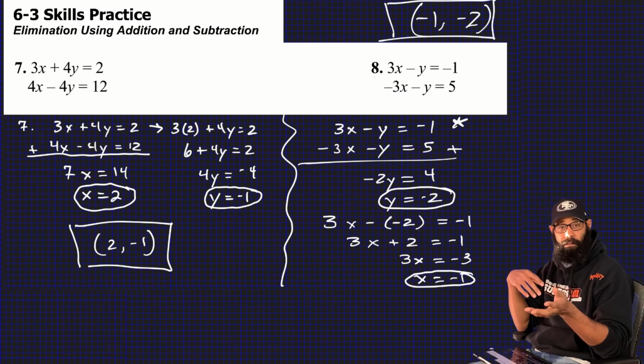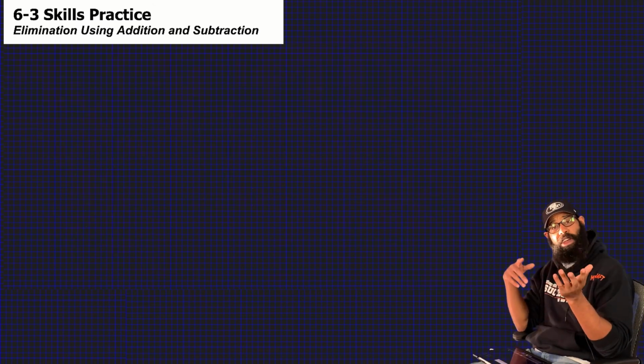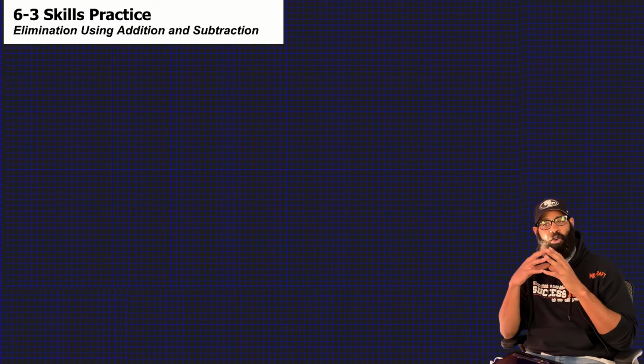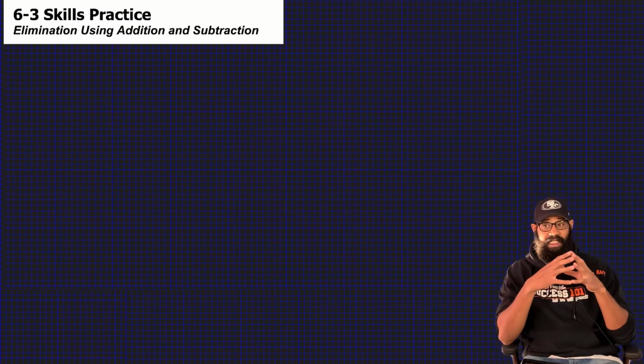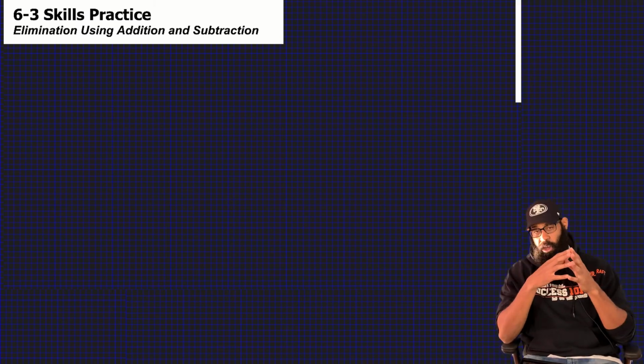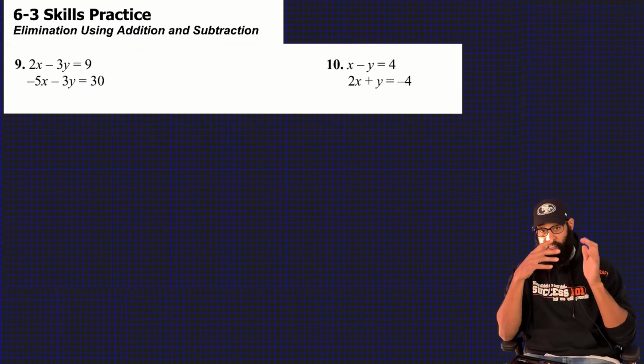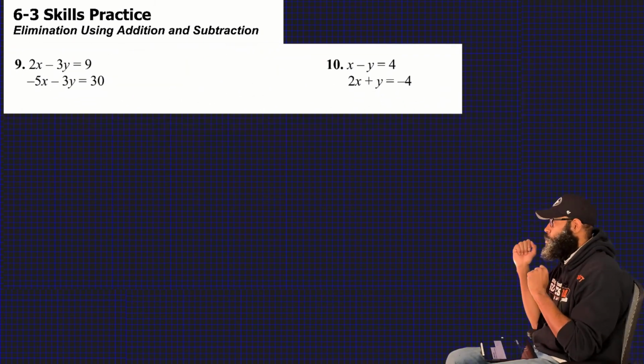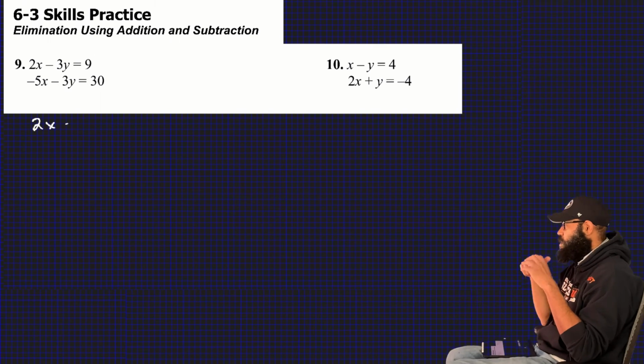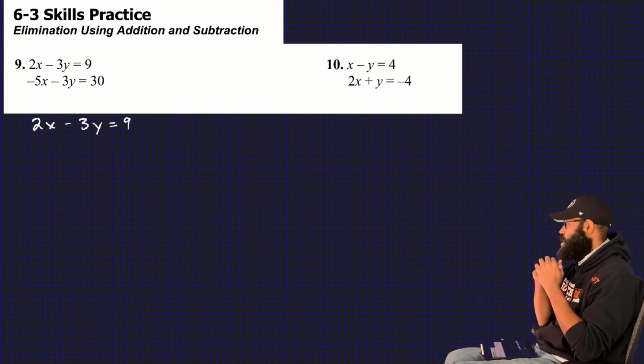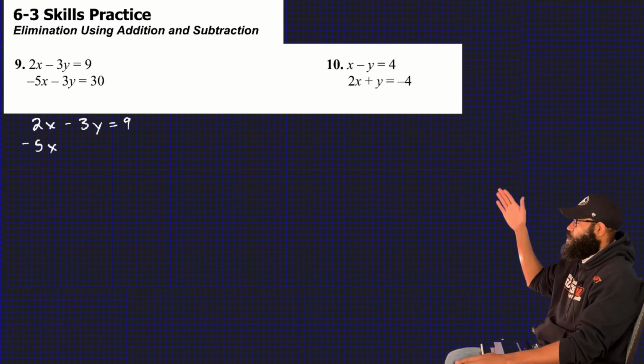We had opposites already ready to be eliminated. That's not going to happen, except for maybe once or twice on a quiz or a test, because they want to see who has the ability to adjust to eliminate one of the variable terms. So, with that, what do we got? We got 9 and 10. Gotta adjust 9. I do not have to adjust 10. Why do I have to adjust 9?